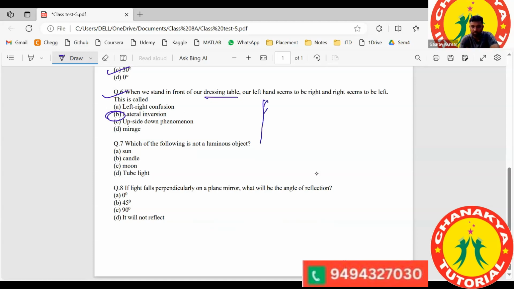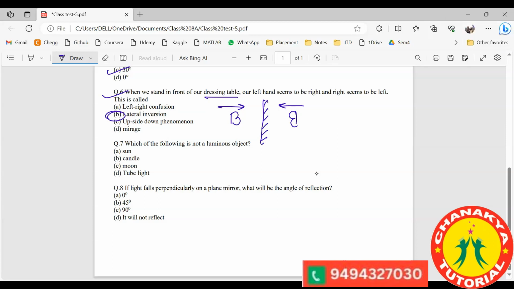If this is a mirror, and if we have written B on this side, okay, so the reflected image will appear like this. That means if this B is facing to the right, its image will face to the left. So this is known as lateral inversion. We are changing its faces, or you can say its back. Yes. Okay, sir. Okay, so this phenomenon is known as lateral inversion.